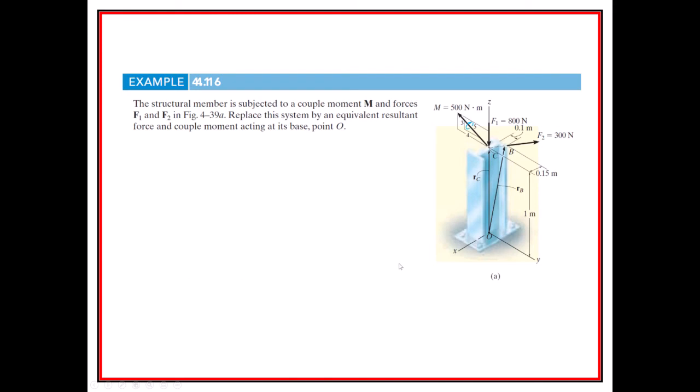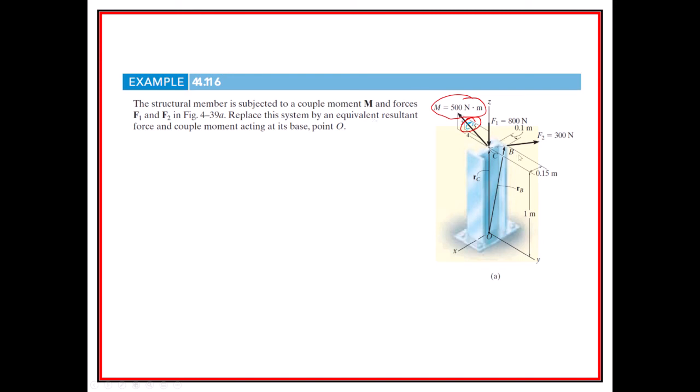So here's another problem where we have a structural member that's subjected to a couple, right? So it already has a couple being placed on it, and it's being represented by this right here, right? And I believe that this 3, 4, 5 is trying to show us the orientation of the couple.